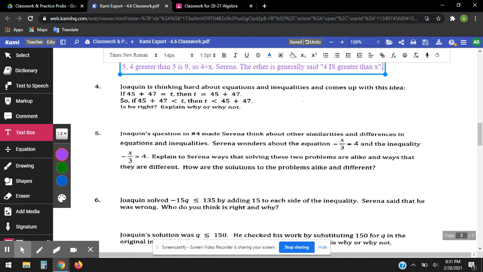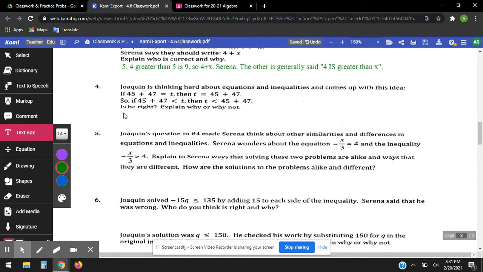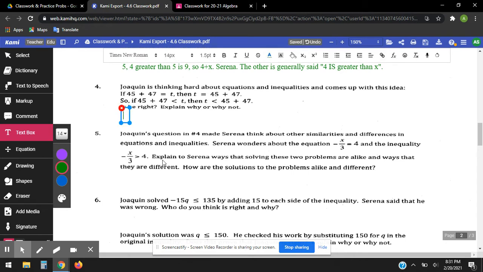All right, 4. Joaquin is thinking hard about equations and inequalities and comes up with this idea. If 45 plus 47 equals t, then t equals 45 plus 47. So if 45 plus 47 is less than t, then t is less than 45 plus 47. Is he right or not? What do you think? Can we reverse those when it's an inequality?